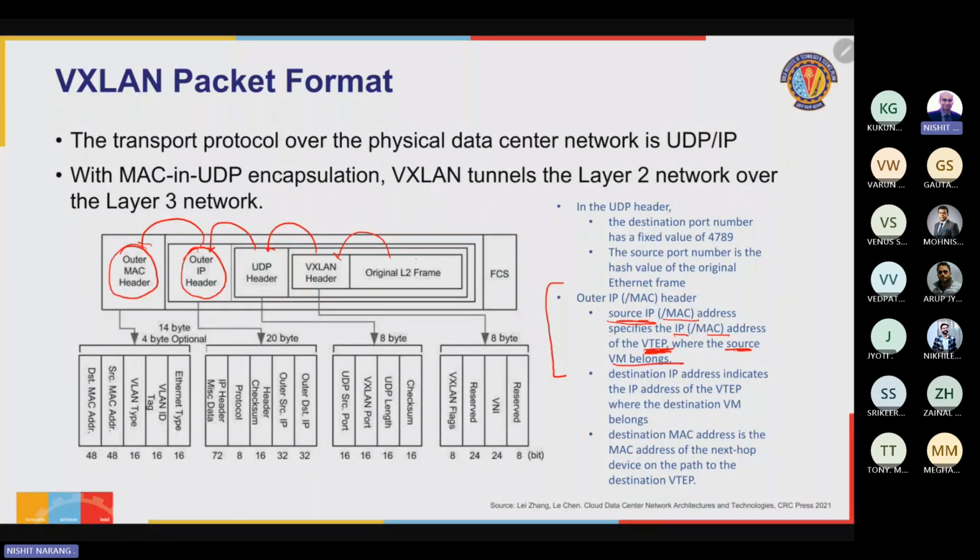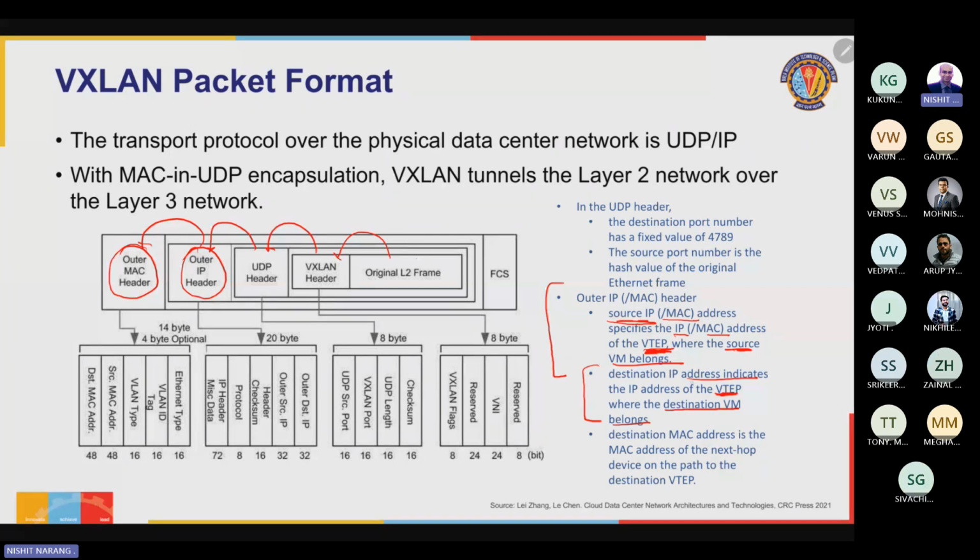This should be clear. What is the destination IP address? The destination IP address is the IP address of the VTEP where the destination VM belongs. This should also be clear. The only part that may not be clear is how does the source VTEP know the destination VTEP handling that destination VM? And that question, remember, we've parked it for now. We will answer it at a later time, maybe in the next class. I don't think we'll reach that point today.